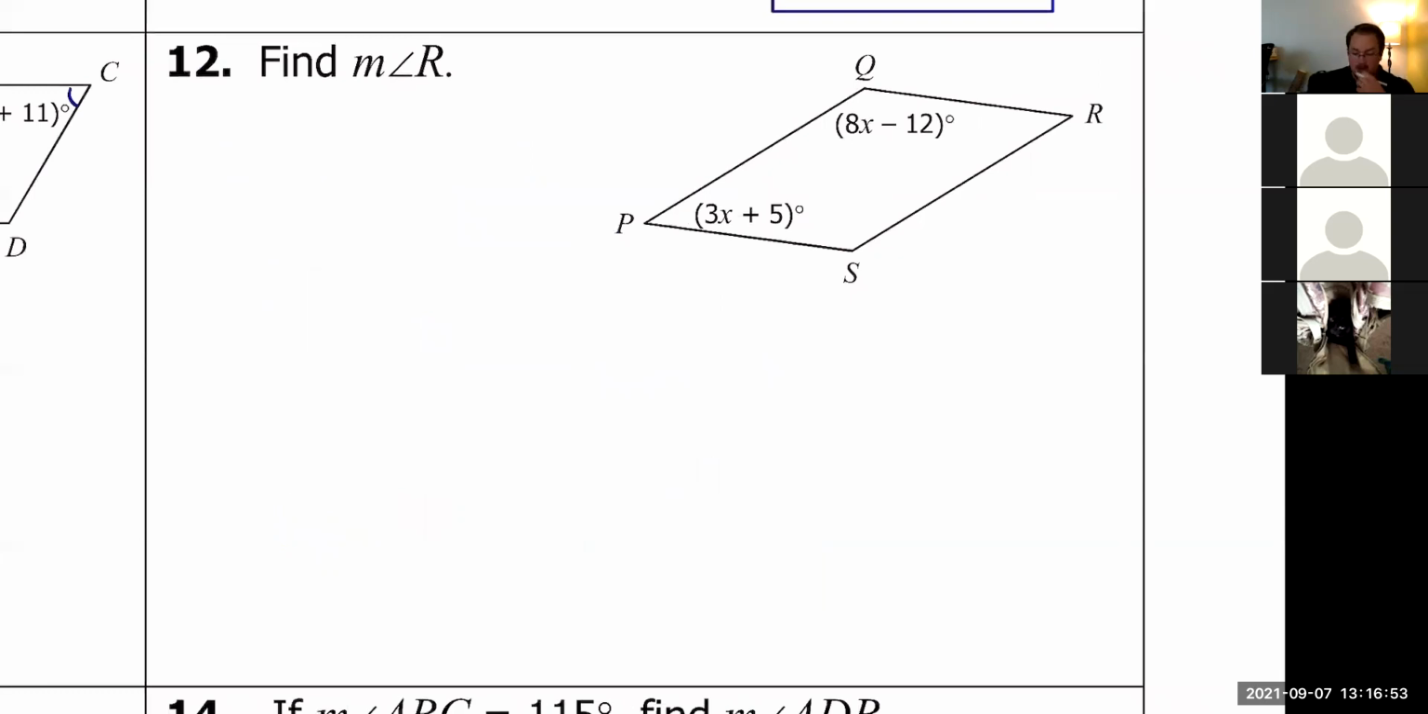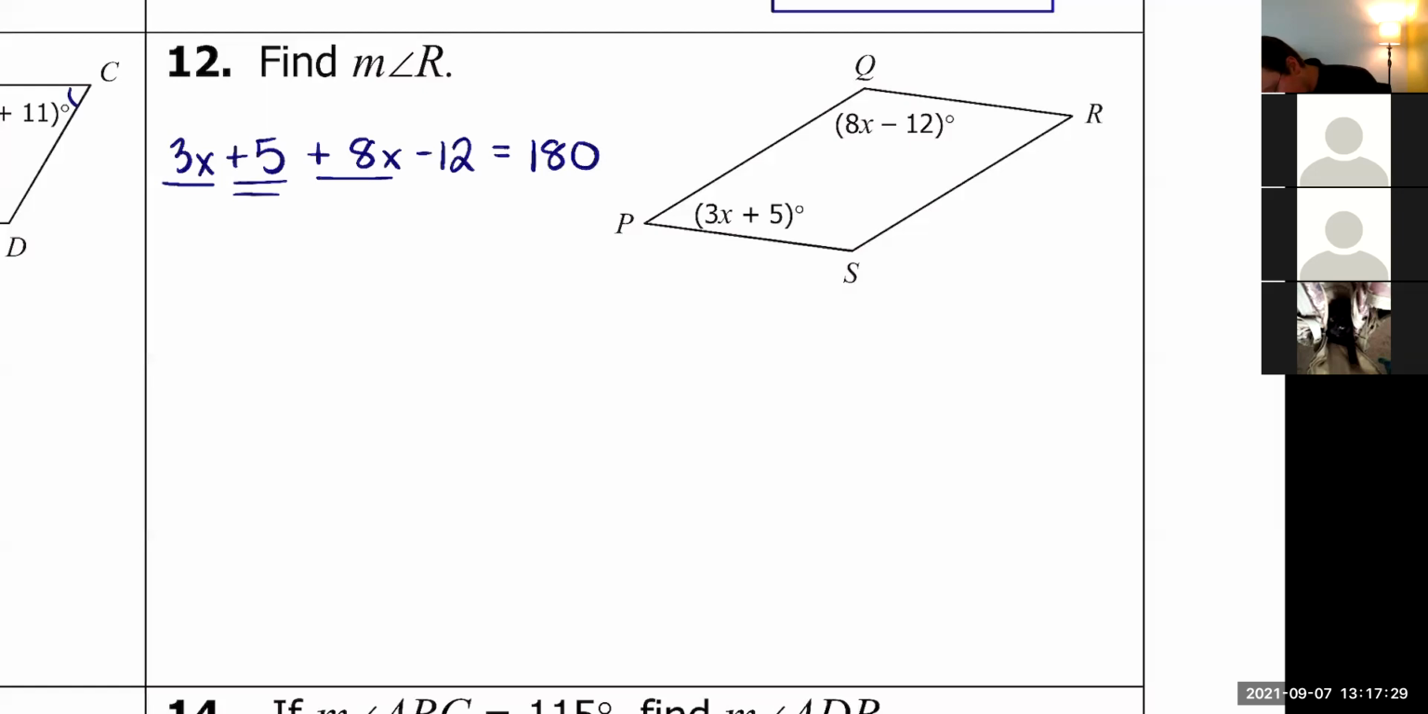Number 12, similar setup. Have you work those angles. This time, though, they're not opposite. They are consecutive. So instead of setting them equal to each other, they should add to equal 180. So I would set this one up to say 3x plus 5 plus 8x minus 12 equals 180.